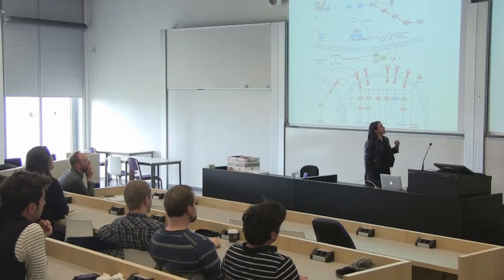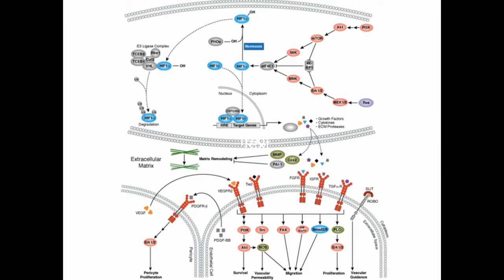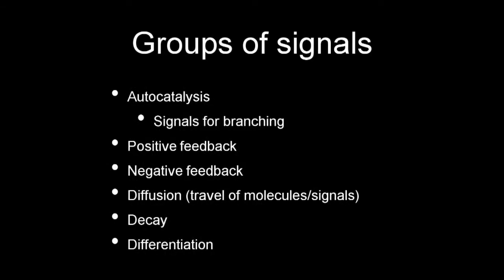So this is an image of all the cell signals that occur in angiogenesis. And what we do is we take the signals and group them into specific categories. Autocatalysis, which is actually the effect that the signal has on it. If a cell sends a molecule into the extracellular fluid, it will have some effect on the same cell that sent the message. So it's actually sending a message to itself.